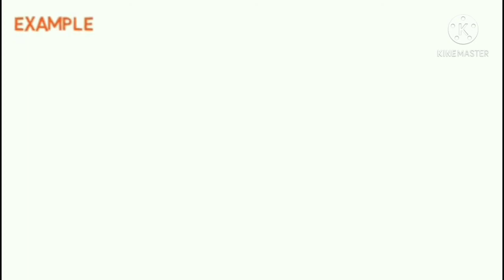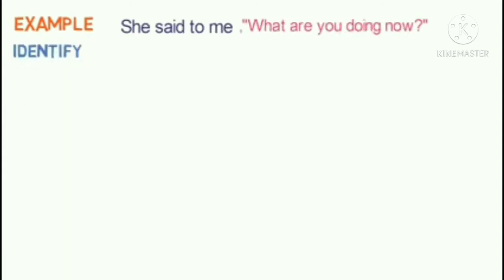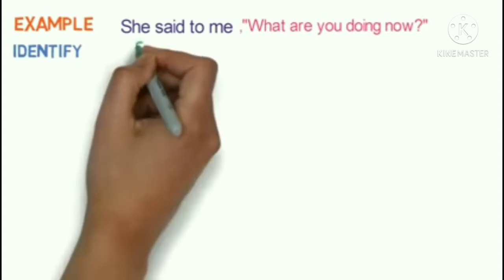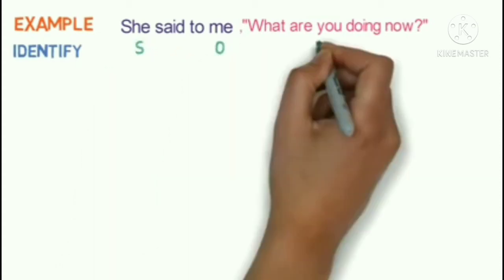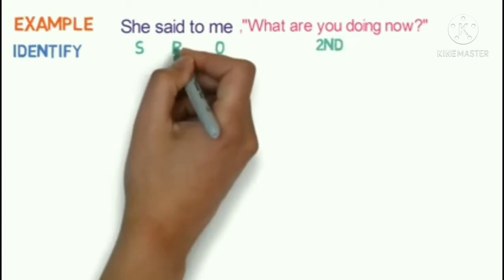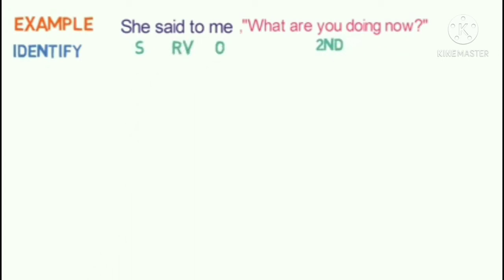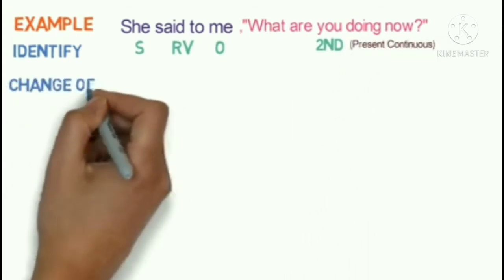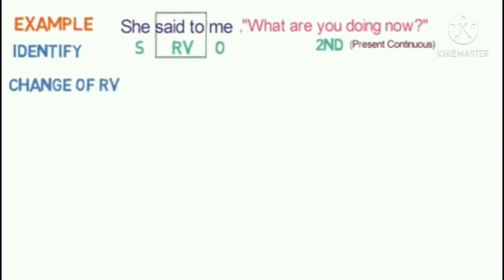Example, she said to me, "What are you doing now?" Now first step is to identify where she is the subject, me is the object, you is the second person, and said to is the reporting verb. Now as said to is the past form, so we need to check the tense in the reported speech. Here the reported speech tense is the present continuous tense. Step 2 is to change the reporting verb. Said to will become asked here.